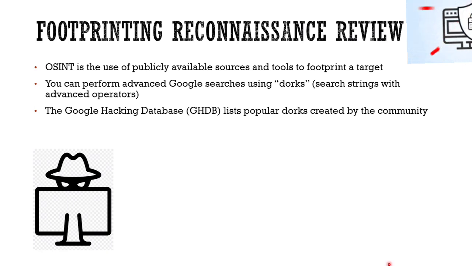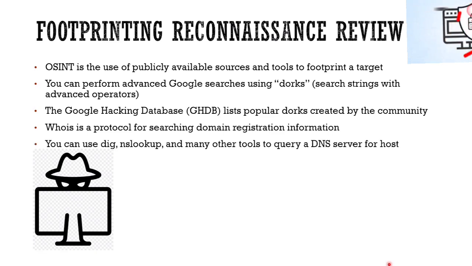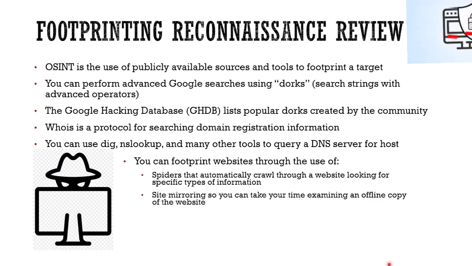Whois is a protocol for searching domain registration information. You can use dig, NSLOOKUP, and a variety of tools to query a DNS server for host information. You can footprint websites by using spiders. They'll crawl through a website looking for specific things, like email addresses or phone numbers. You could mirror the whole site so you can take time with it, examining an offline copy later. Do it slowly at your own pace. You could use tools like Dirb and Dirbuster to try to uncover hidden subdirectories on a website.